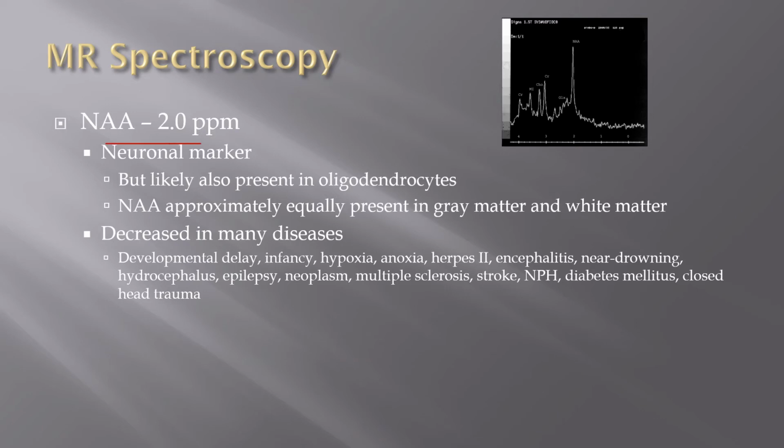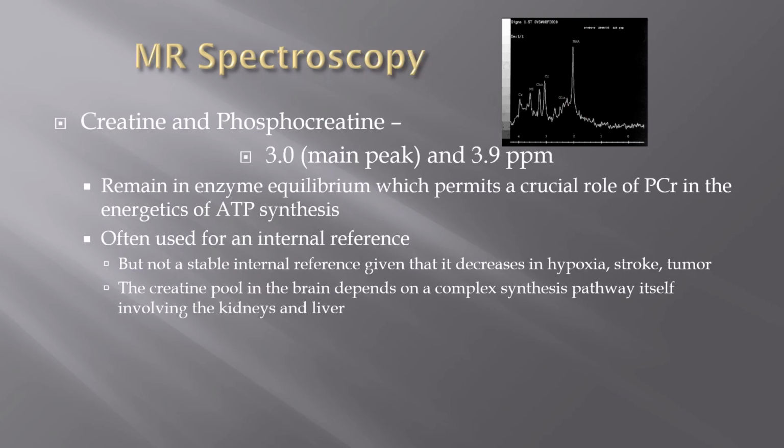So NAA, a normal neuronal marker, you also see it present in oligodendrocytes. So here's your biggest peak in normal brain, NAA. Unfortunately, it is decreased in many diseases. Anything that destroys brain will have decreased NAA. So a lot of these peaks are somewhat specific, but also kind of non-specific. That's kind of an argument against spectroscopy, that a lot of disease processes have very similar spectrums.